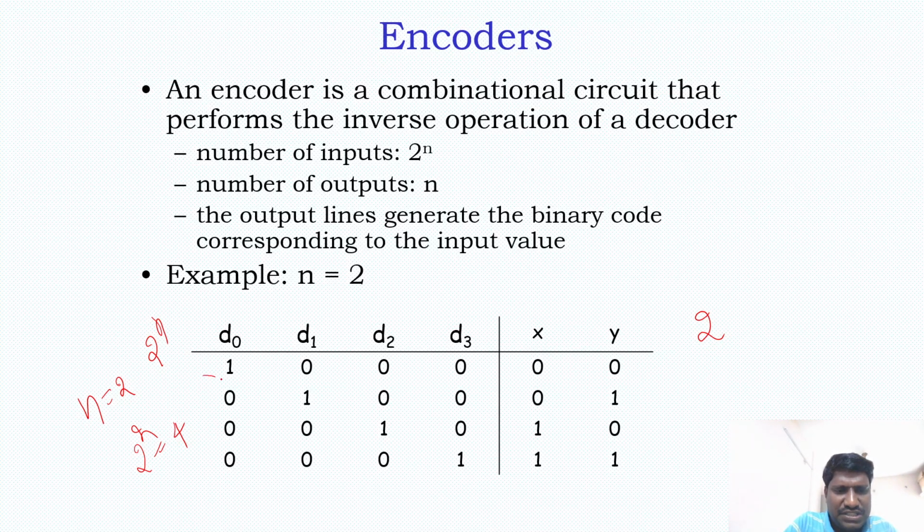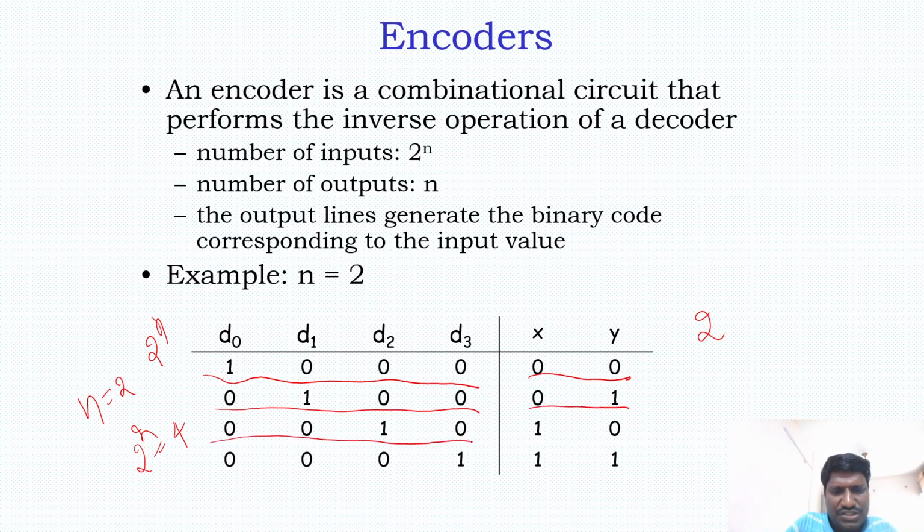So when input is 1 0 0 0, output is 0 0. When input is 0 1 0 0, output is 0 1. When input is 0 0 1 0, output is 1 0. When input is 0 0 0 1, output is 1 1. So what exactly is happening is that at any instant of time, only one input is 1. That means only one of the inputs is 1.